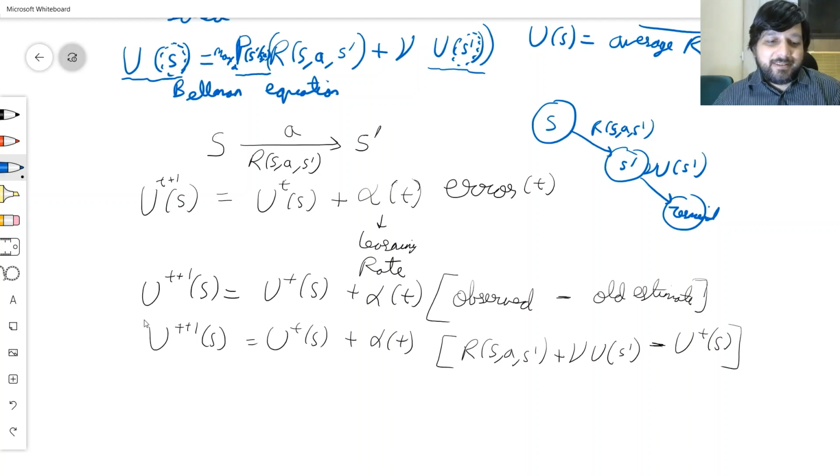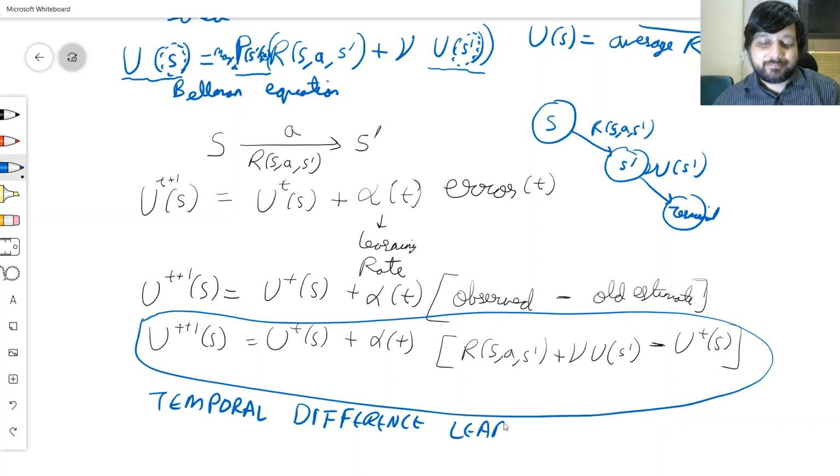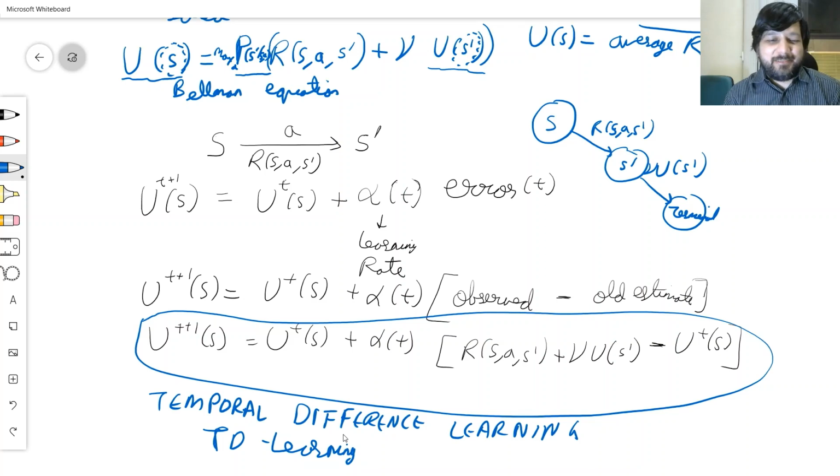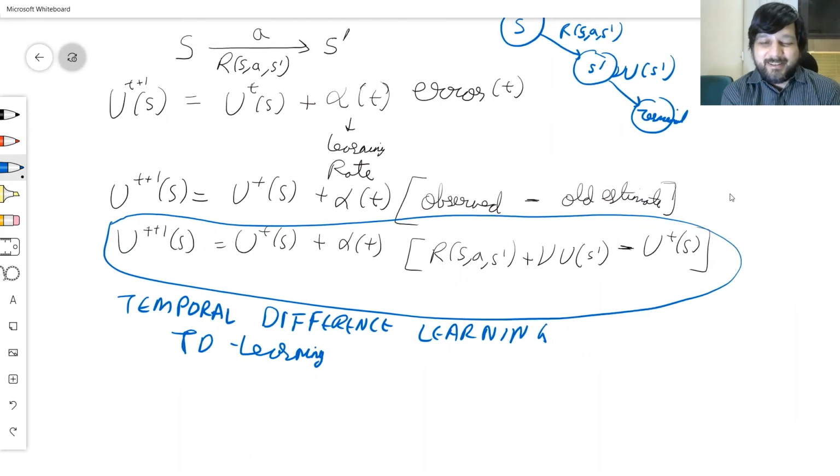And this one is what is called temporal difference learning, or the TD learning. And it's exactly the same as the supervised learning that you have seen so far. So I need not tell you what the different parameters are and how they behave.